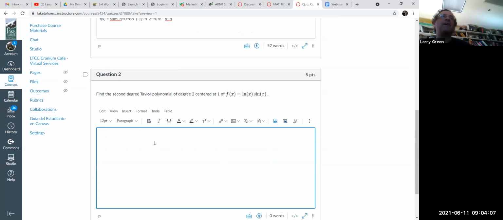Okay, so let's find the second degree Taylor polynomial centered at 1 of f of x equals ln of x times sine of x. By the way, I should mention, because this is important, if I asked you to just find the Taylor series, forget degree 2, this is horrible. Okay, this is really bad. Any guess on why it's really bad?